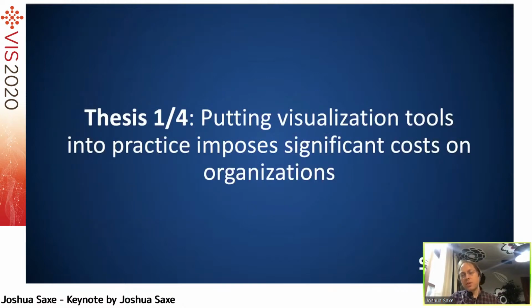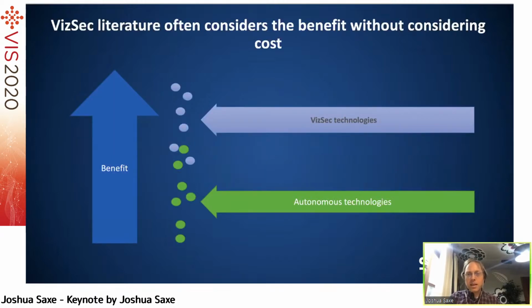Okay, so just to drill into these theses a bit more before I get to proposed directions forward and solutions. I think that there's a problem in the way we do literature in VizSec. I think that we talk far too little, if at all, about the costs on real-world organizations of implementing our visualizations. And we mainly focus on the benefits of our proposed visualizations.